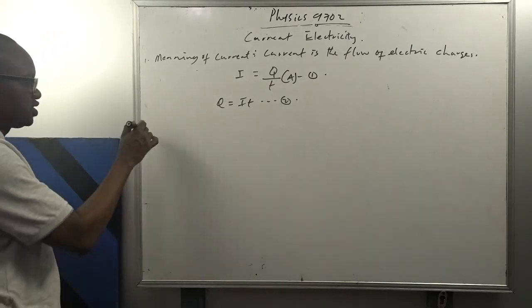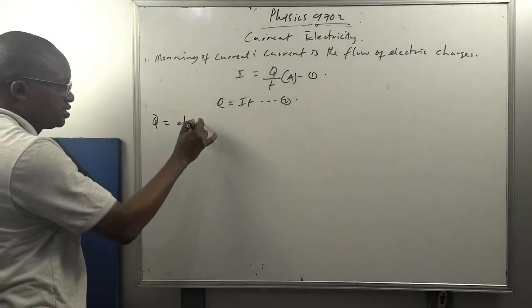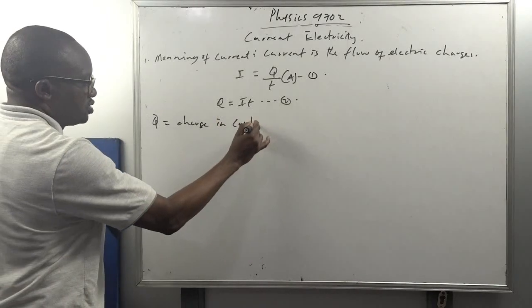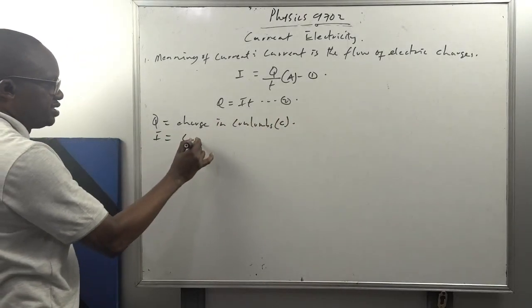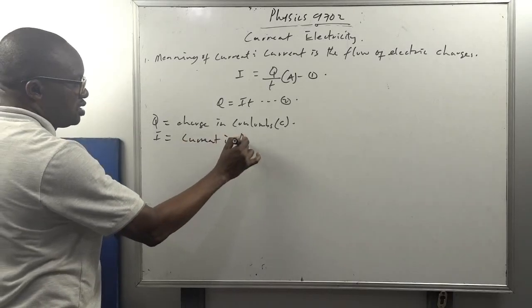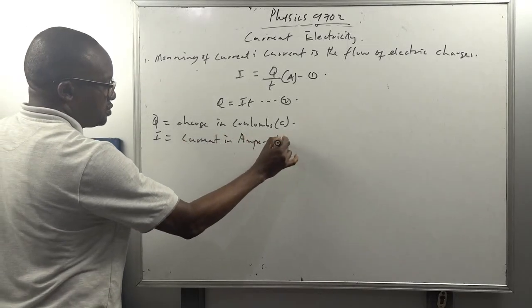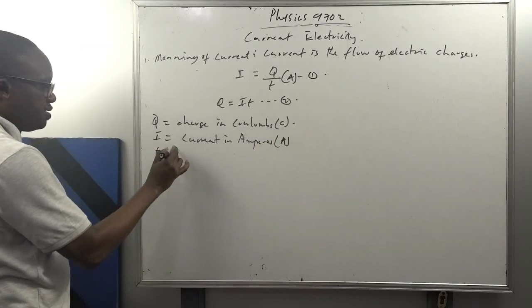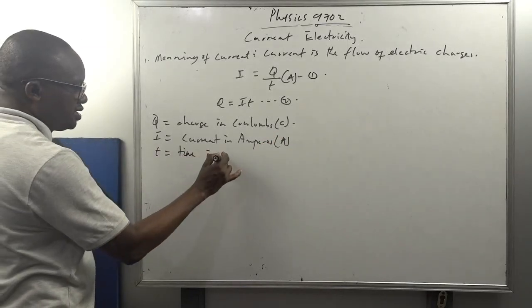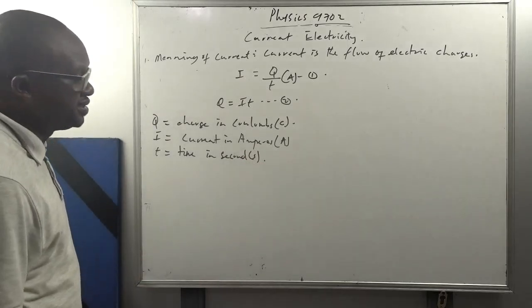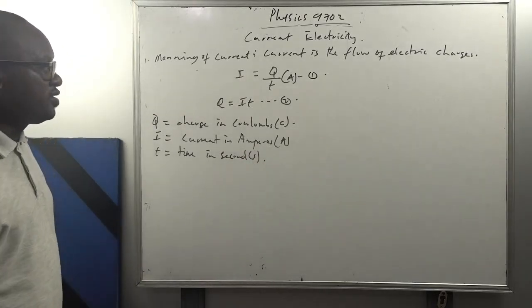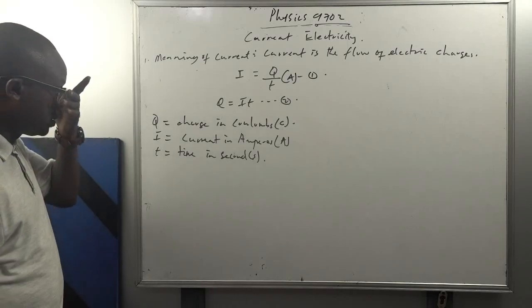Q there represents charge in coulombs. I is current in amperes. And T represents time in seconds, because all of these are SI units.